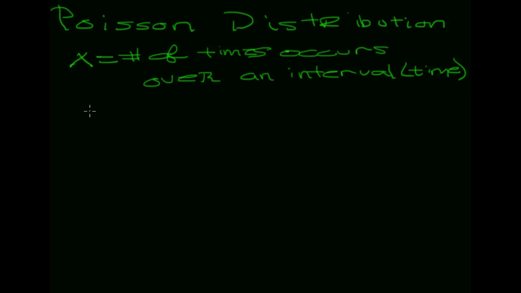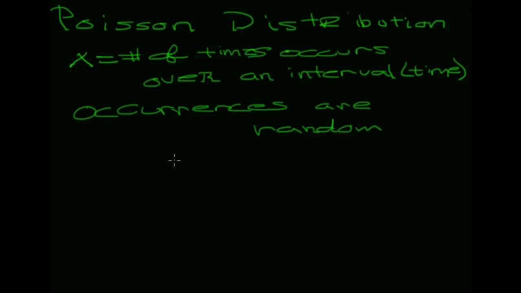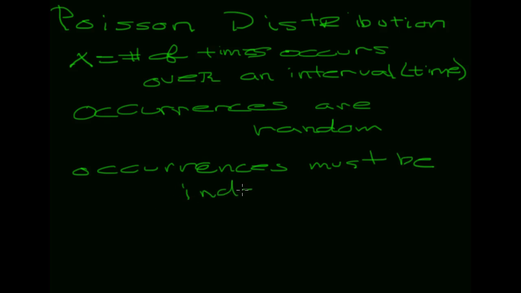One of the things is that these occurrences have to happen at random, or at least seem to happen at random. You can't readily predict that they're happening. The occurrences must be independent, so one occurrence cannot cause the next.